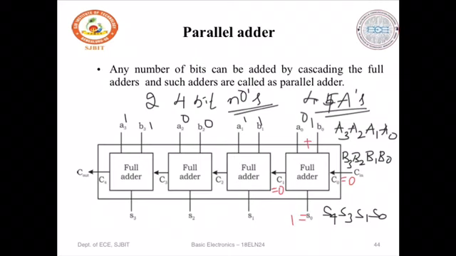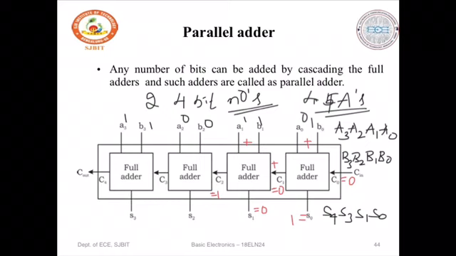Now let us move on to the next bit after this least significant bit, which adds A1 and B1. So, A1 plus B1 plus the carry of the previous addition, that is C1. So, this is 1 plus 1 plus 0 now. 1 plus 1 plus 0 results in what? S1 equal to 0 and C2 equal to 1. Now, we have given the carry input C2 equal to 1 to the next full adder.